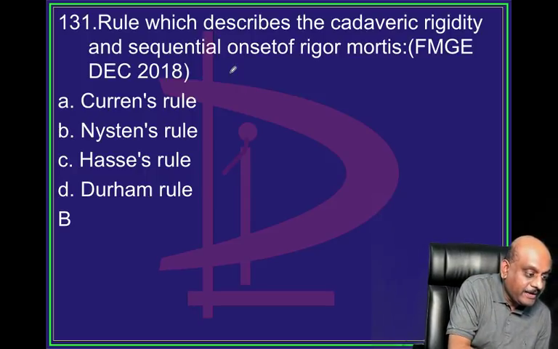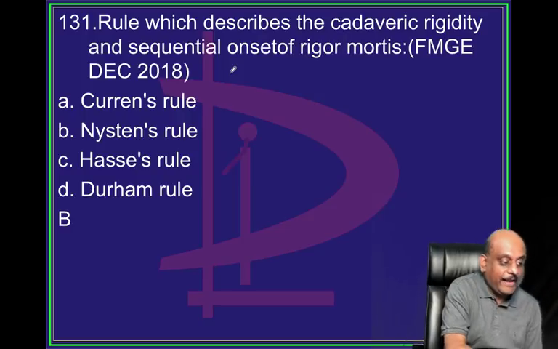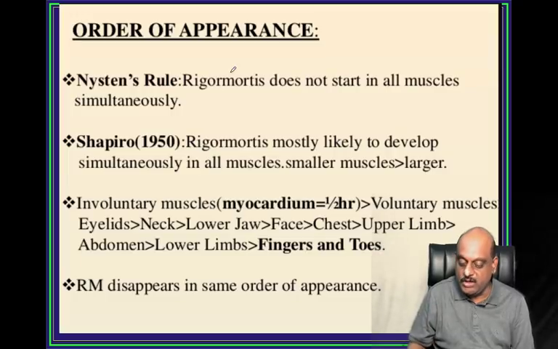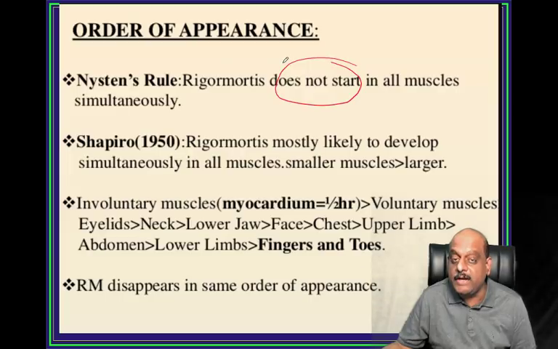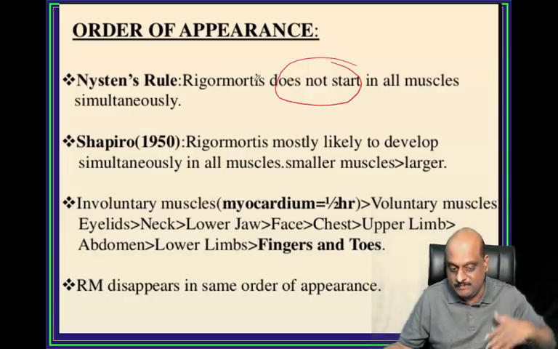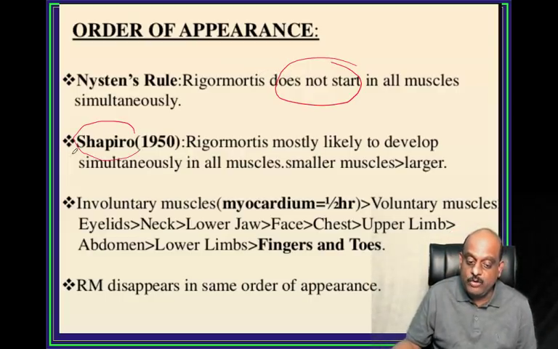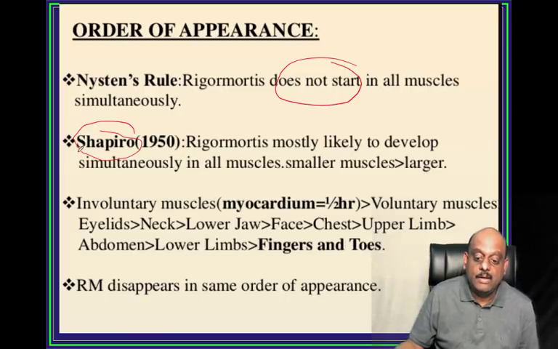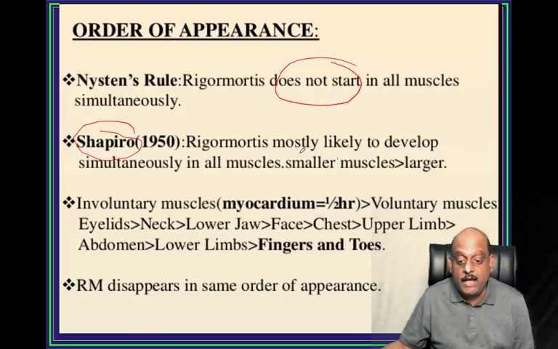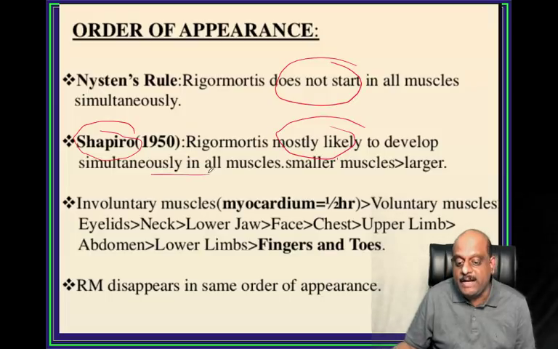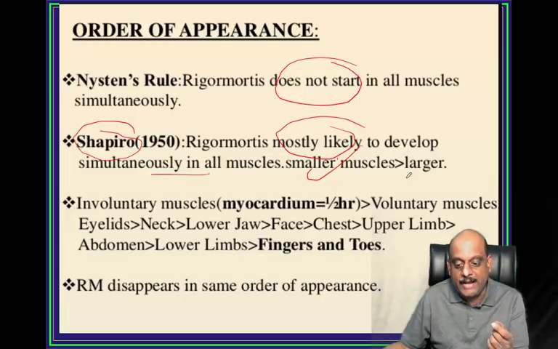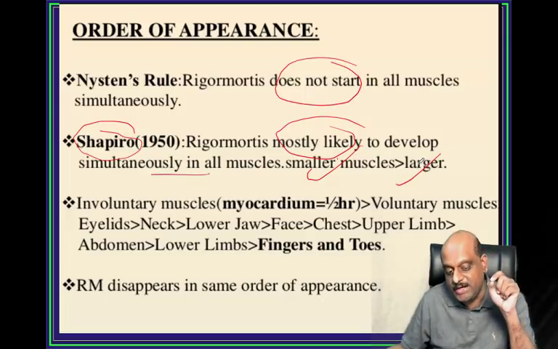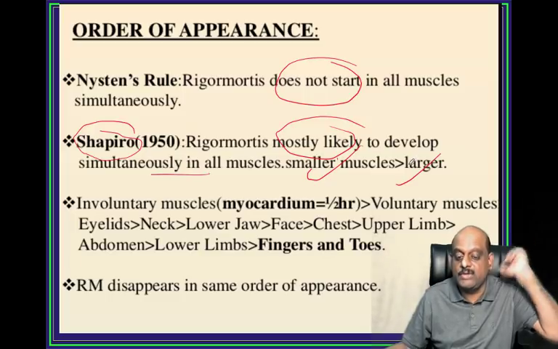Nayamani, Bhavesh, Mahajan, etc. etc. So, doctor, Nysten's means rigor mortis does not start in all muscles simultaneously. That is what Nysten said. Shapiro said rigor mortis is most likely to develop simultaneously in all. Smaller muscles show smaller rigor, larger produce larger rigor, Shapiro thought.